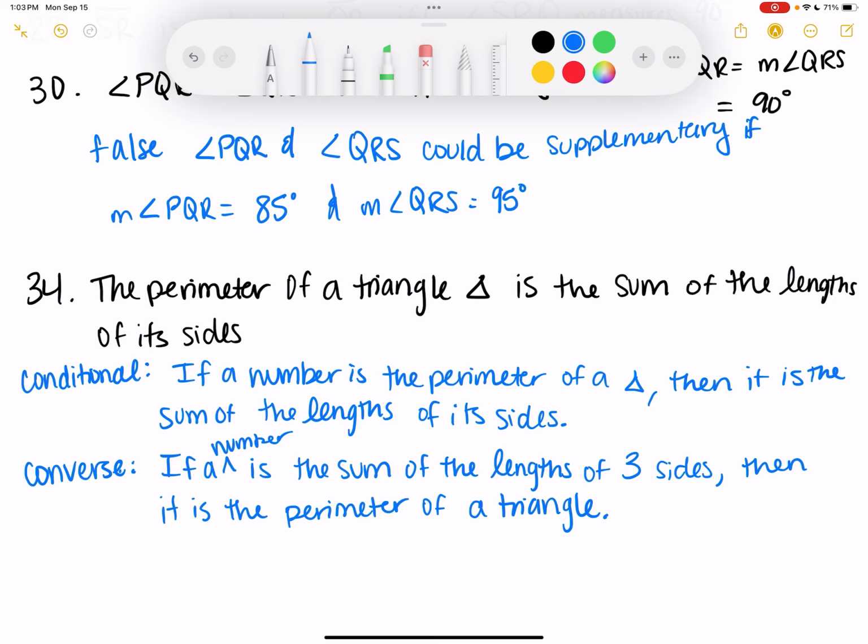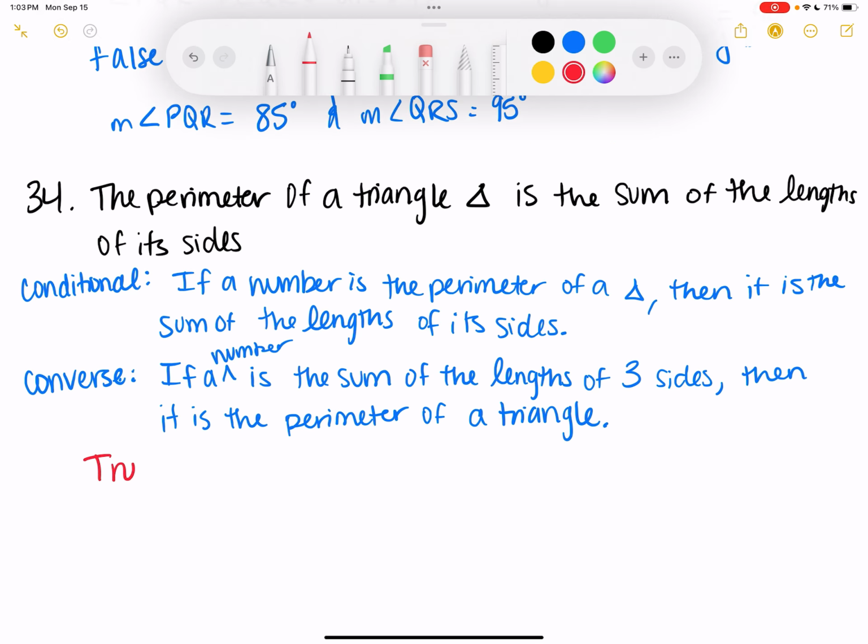Or I could say if a number is the sum of the lengths of the sides of a triangle, then the number is its perimeter or something like that. Something just to make it a little bit more specific. So now, is this true with what I've written? Yes. So I can write it as a biconditional statement now. So this is true.